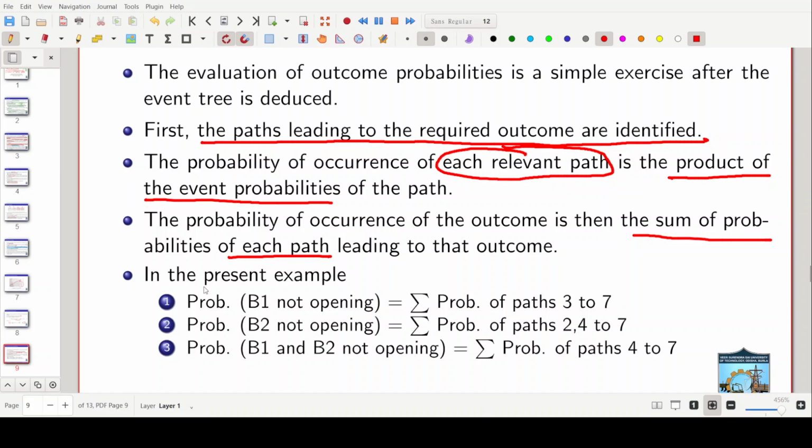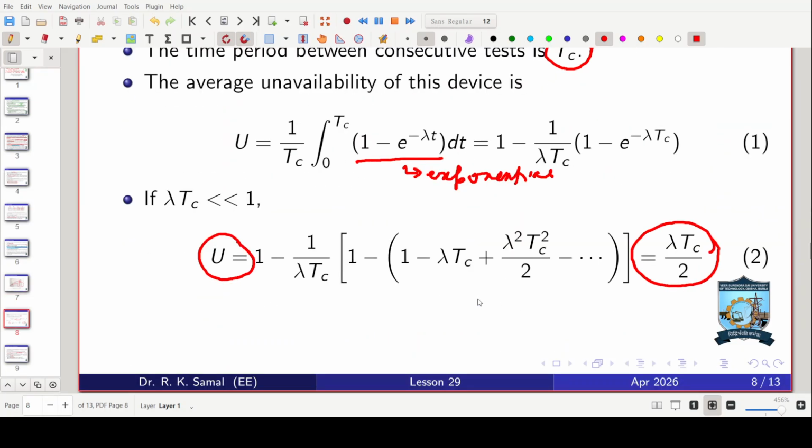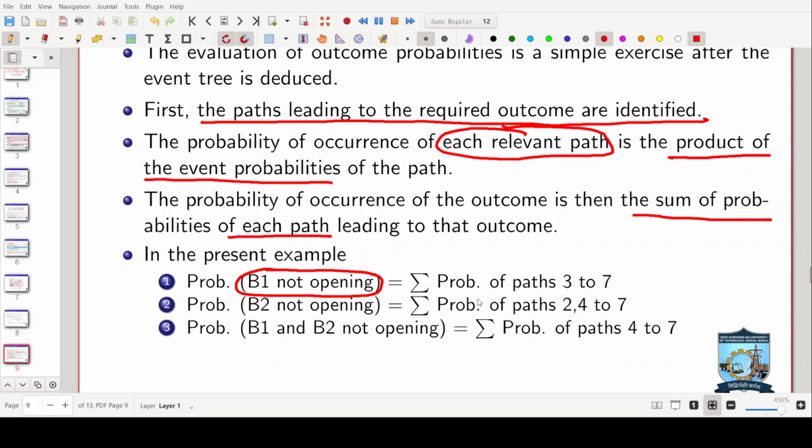Okay. For example, in the present example, probability of B1 not operating is the probability of paths 3 to 7. You see here. So if you see here, B1 not operating. B1 operates only in these two cases. So from this onward, that means paths 3 to 7, B1 is not operating. So you have to multiply this, then add up this. Okay, that is what it is saying. Then B2 not operating, paths 2 and 4 to 7, not 3. And both B1, B2 not operating, paths 4 to 7, you can see from there.